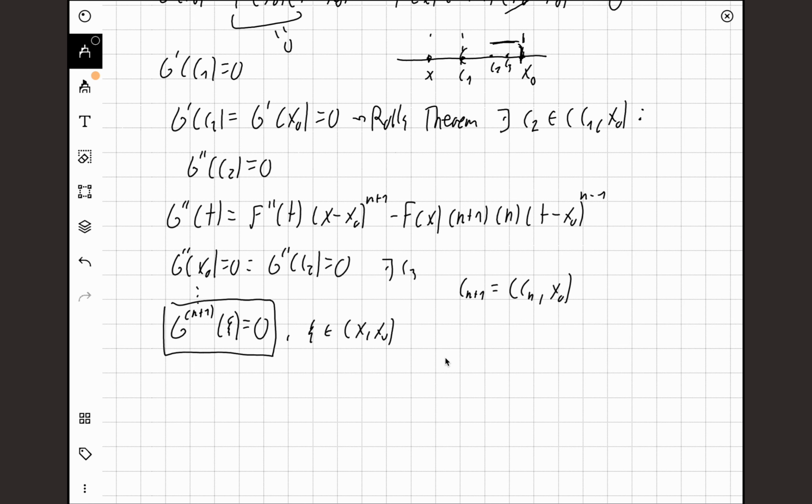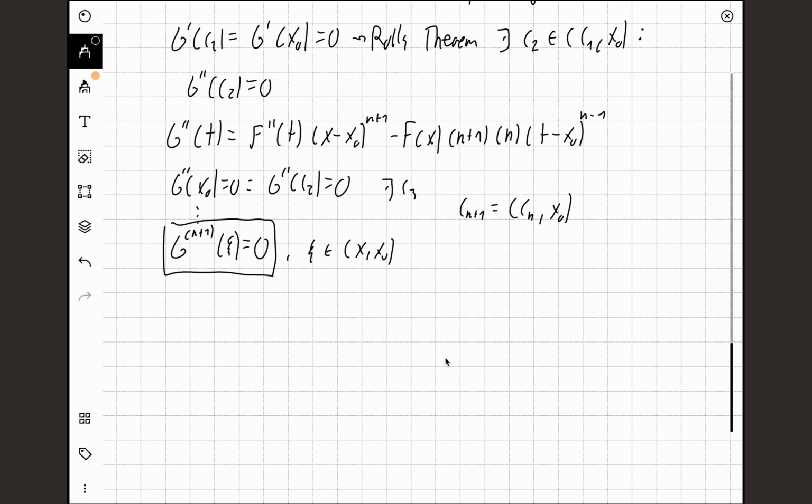The only thing we still have to do to finish it is find what actually is the derivative of g. What is the n plus 1 derivative of g? So again, I'm going to copy down g of t. I said that g of t equals f of t times (x minus x0) to the power of n plus 1, minus f of x times (t minus x0) to the power of n plus 1. This is what g of t equals.